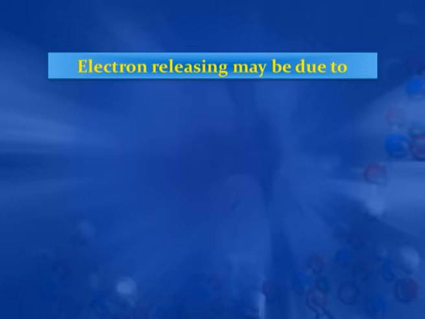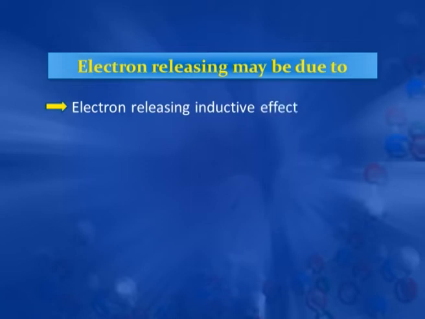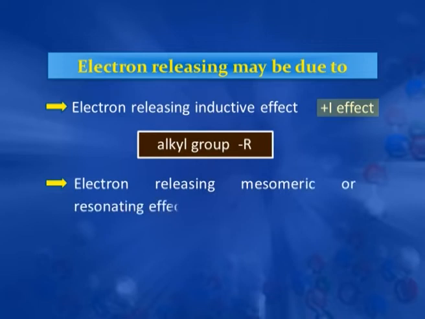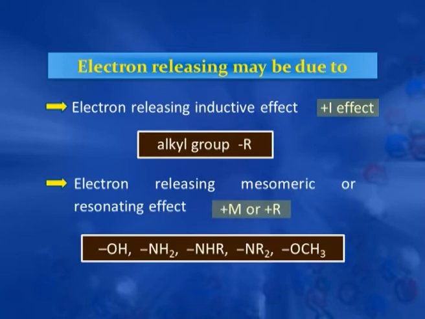Now, this electron release by these groups may be due to two effects. The electron releasing effect can be inductive, that is a plus I effect, for example alkyl groups. Or this electron release can be due to the mesomeric or resonating effect, that is plus M or plus R effect. For example, OH, because all these groups have lone pairs of electrons available which can be donated to the benzene ring.